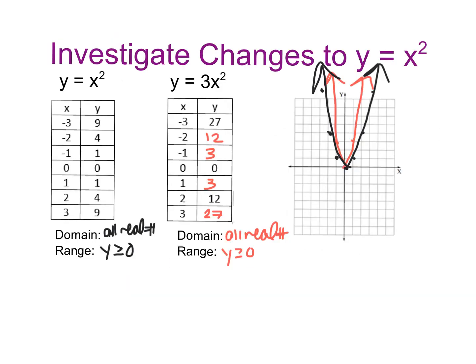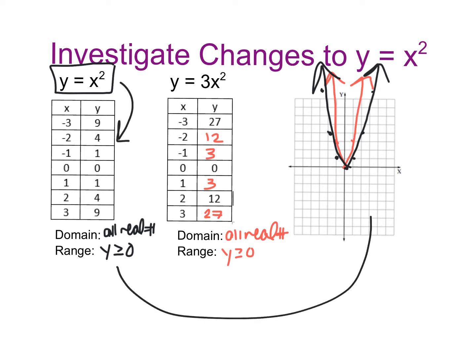So we started to investigate what happens if we start to change our parent graph, which is right here in all black. So we have y equals x squared, we have all of our points, we found our domain and range, and we put that graph on our coordinate plane. And then what we did was we changed our a value to be 3. So we decided to see what happens if we change a to be 3. And what you're hopefully noticing here is that when we change a to be 3, we take all of these y points and we multiply them by 3.